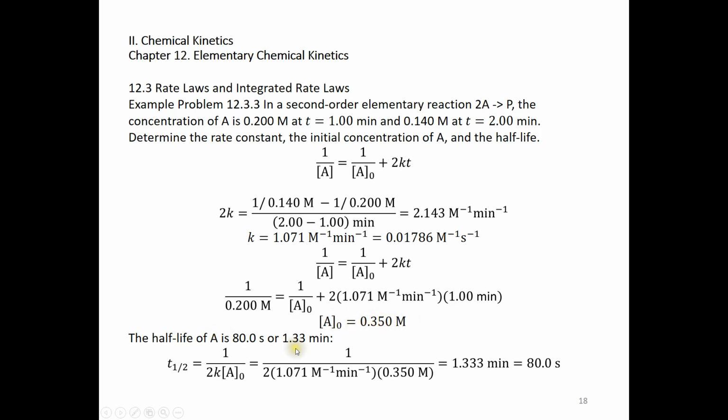And how do we get a half-life? Well, the half-life is 1 over 2k A naught. We plug in the value of k, the value of A naught. We get 1.333 minute, 80 seconds. So after 80 seconds, the concentration of A is 1/2 of this, and that's 0.175 molar, which is between these two concentrations given in the question. And also you can see this 80 seconds is between 1 minute and 2 minutes. It's a good way to quickly verify if our answer makes sense.